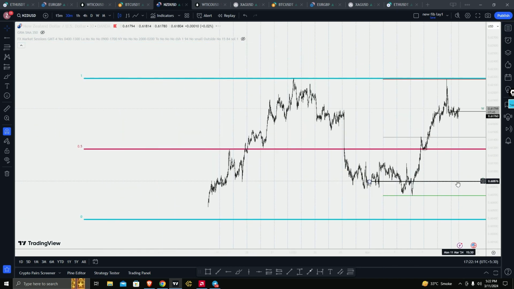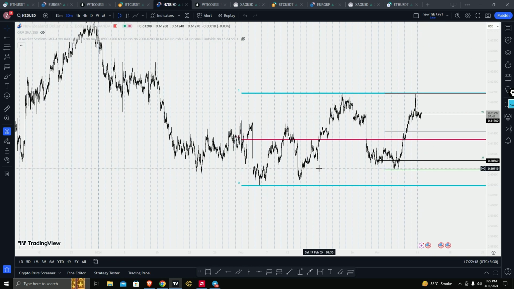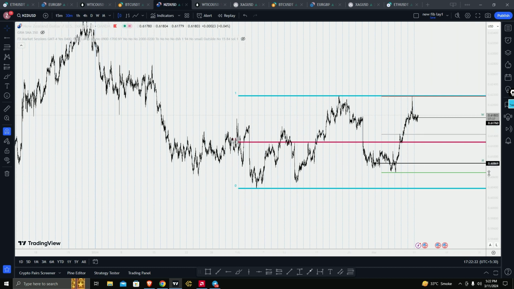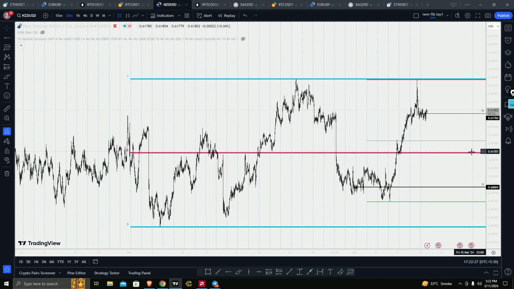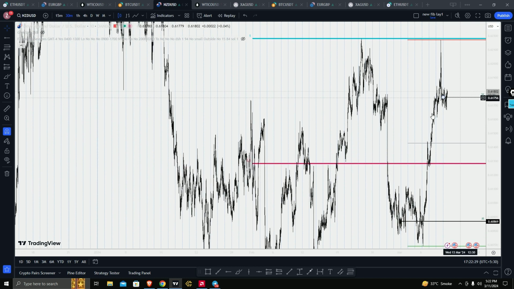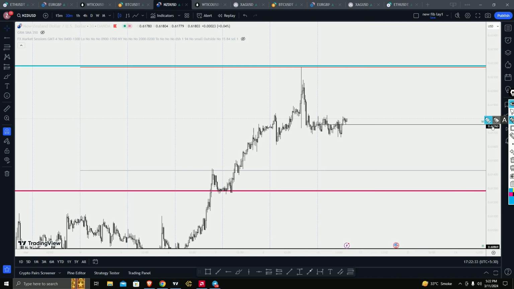NZD USD is something we've been skipping on since, I don't know, since this range started forming. The price action on NZD just doesn't suit us anymore, especially since last month and this month as well. Can things be changed? Yes, 100%. It looks very clean to me.